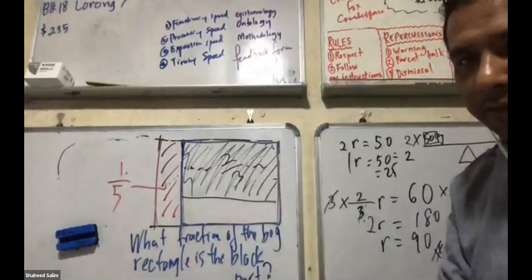The shaded black part and the below part is 3/3, right? Yeah, this 3 over 3.